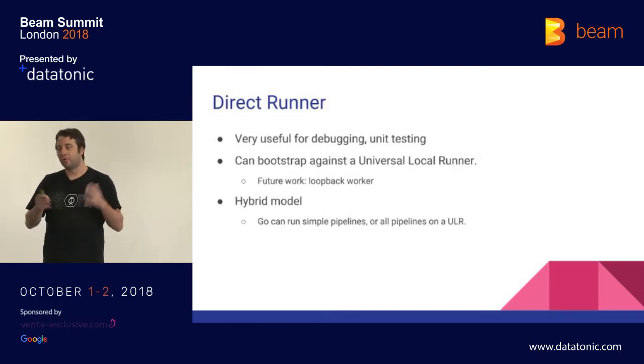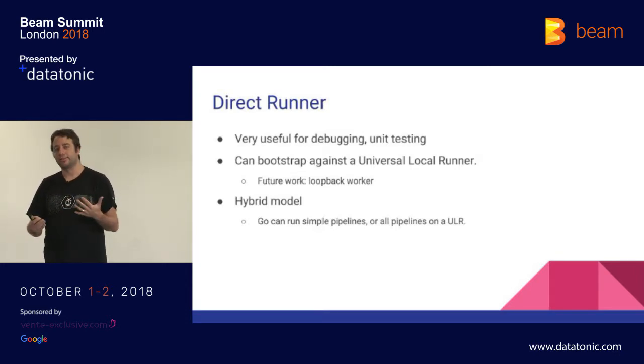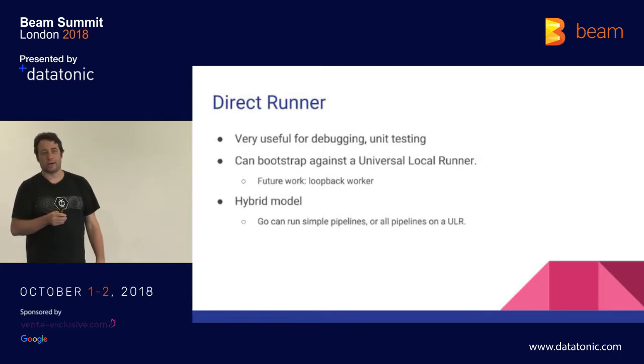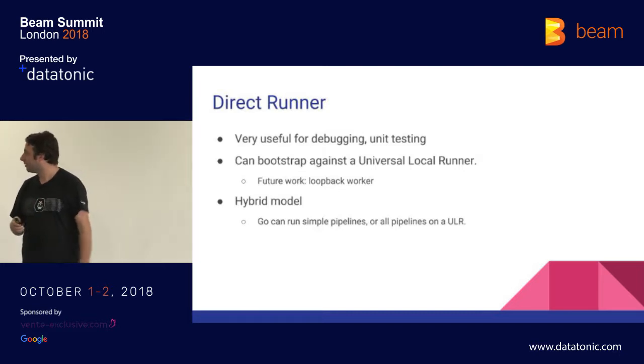Before you have a runner, you can bootstrap with the universal local runner. We have a Python one and a Java one that speak the Fn API and the Runner API, so you don't have to implement any execution at all. You can submit your job to the local process on your machine, which processes the job and gets back. Lots of times you want a direct runner because it makes it easier to debug without having to start up separate processes and so on.